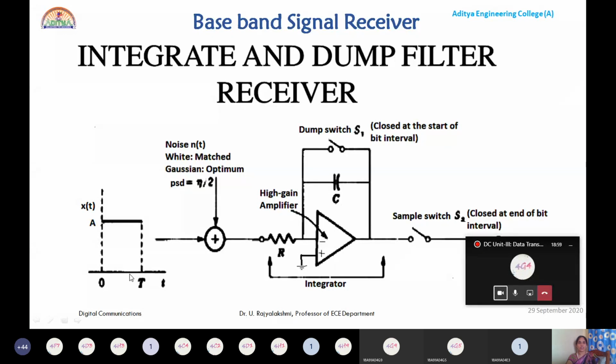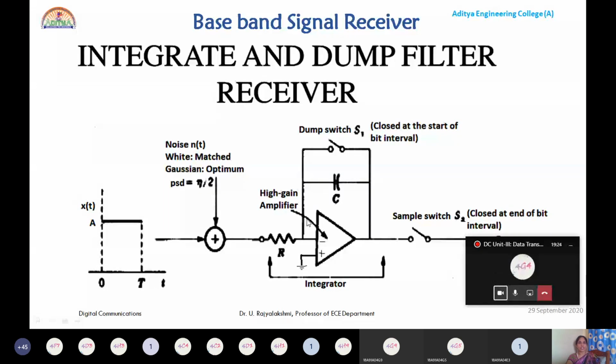And between 0 to T, integration will be performed. At that time, S1 and S2 both will be open. Okay. Next, at exactly time equal to T, S2 will close. So then what happens? The present bit's integrated data will be fed to the decision device. This is the general circuit for a baseband signal receiver.